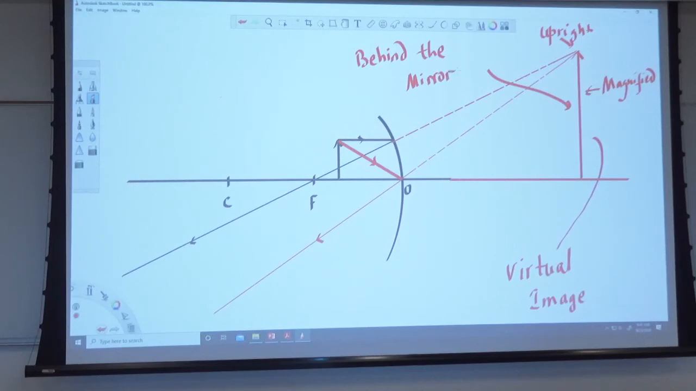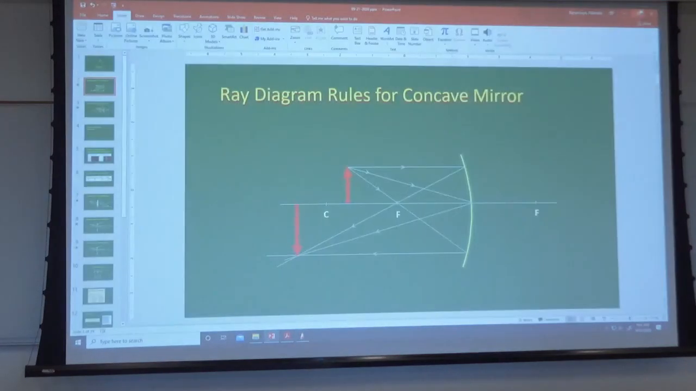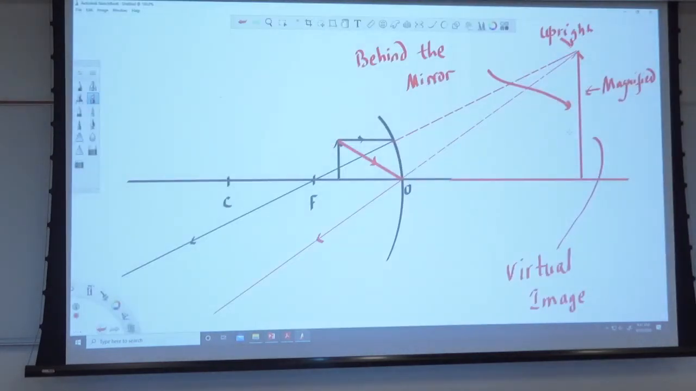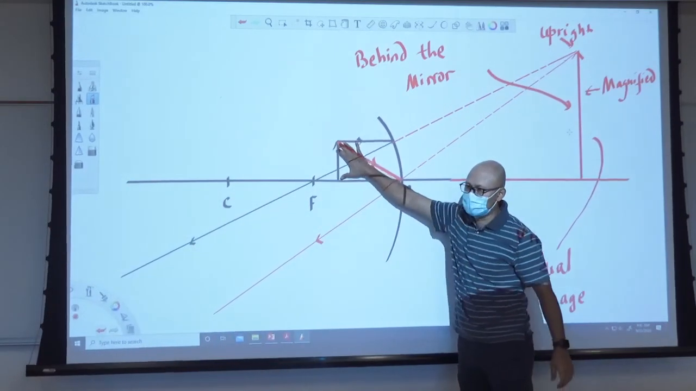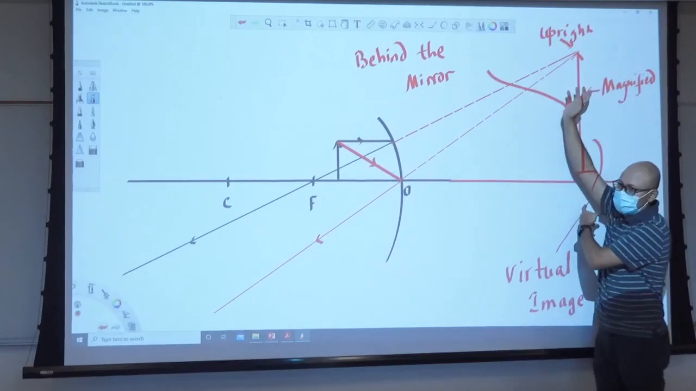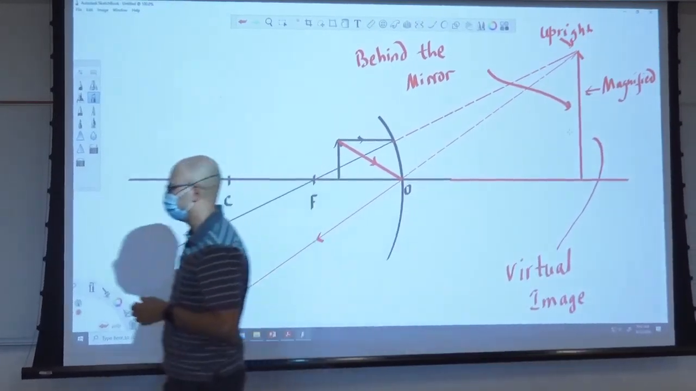So it depends on where you locate the object. The image is formed at different locations. Would that one be magnified still? Yes, it's magnified, because you just compare the size of the object and image, right? This is the size of the image, and that's the size of the object. It's bigger, so magnified.